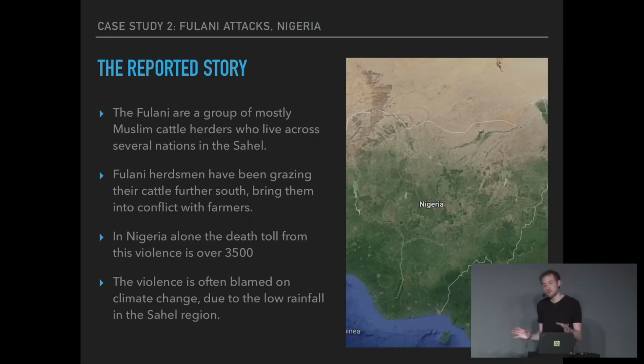The violence itself is often blamed on climate change due to low rainfall in the Sahel region. And because the rainfall is lower, it's commonly thought that the Fulani herdsmen are moving their cattle further south into more lush areas.